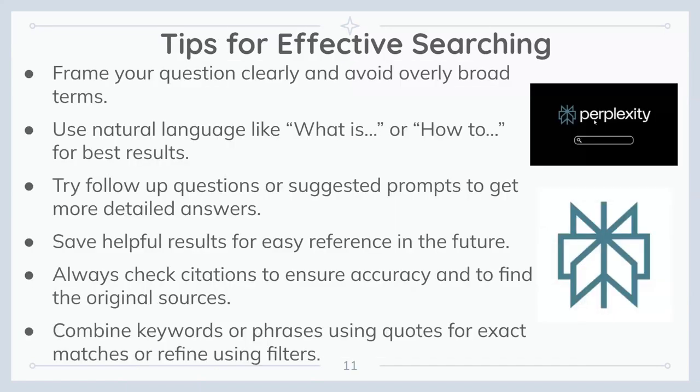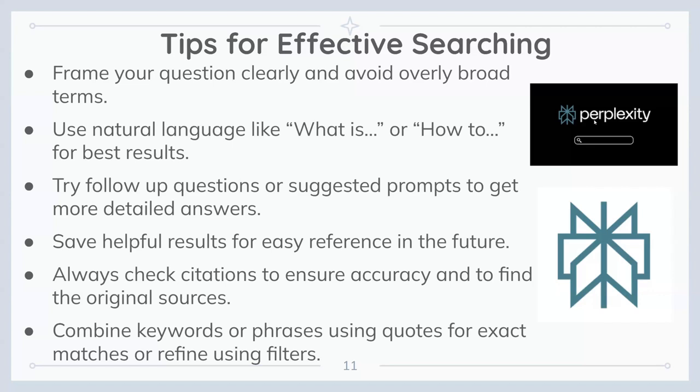So here are some tips for effective searching. Frame your question clearly and avoid overly broad terms. Use natural language like what is or how to. Natural language basically just means you can communicate how you want to. You don't need to act like a robot to communicate with the AI. You can just use the language that you normally use with other people and it's going to understand it. Try follow-up questions and suggested prompts.